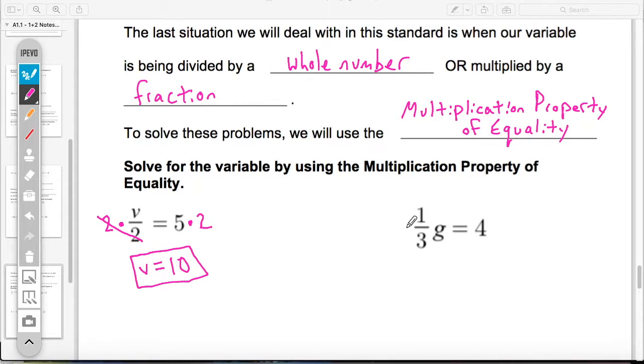Okay, let's look at this one. 1/3 times g equals 4. So to get rid of this 1/3, I'll multiply by 3. Those will cancel. And I'll multiply by 3 over here. So I'm left with g equals 4 times 3, which is 12.